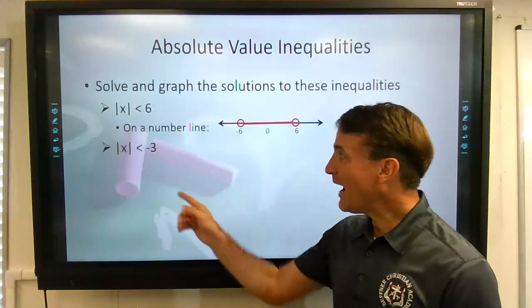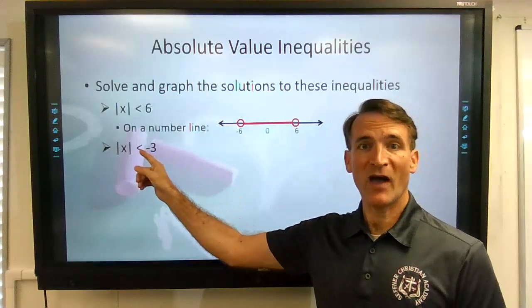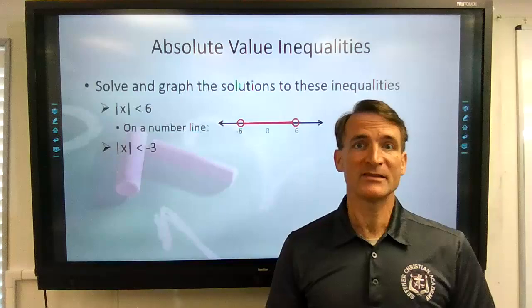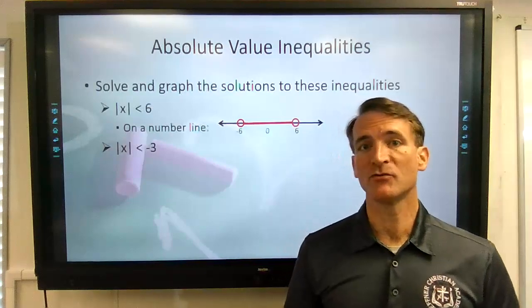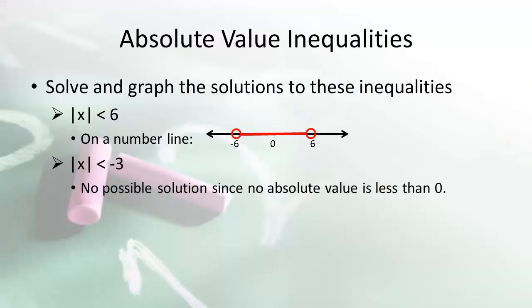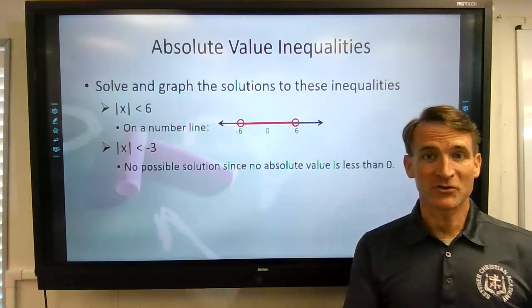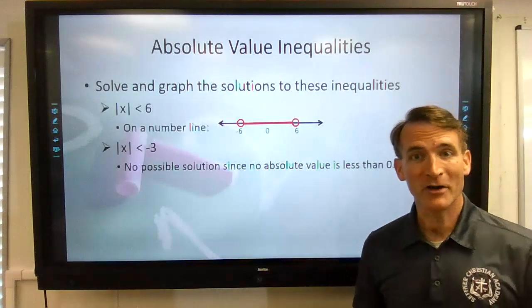Therefore, I cannot have an absolute value that is less than a negative value. It's impossible. There are no absolute values that are less than a negative. There are no absolute values that are less than 0. And so there is no solution for this particular problem. Kudos to those of you who may have figured that one out.